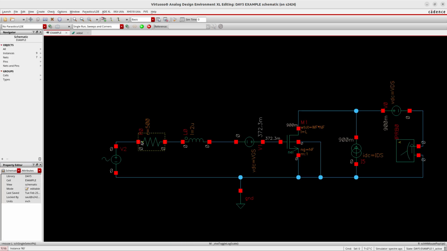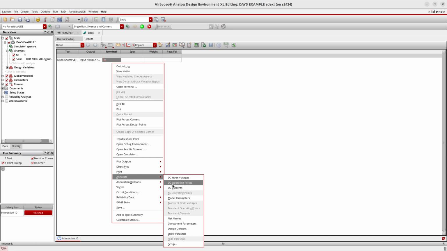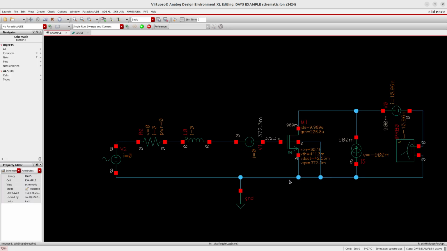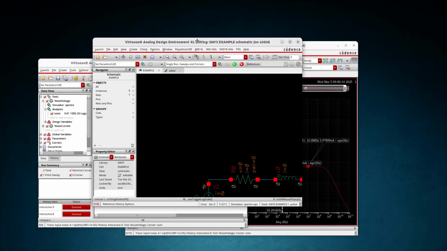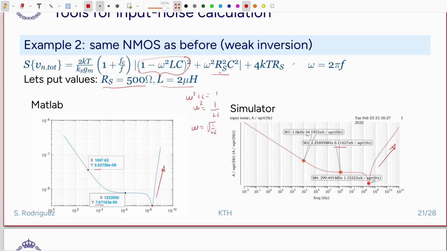So let's check the voltages there. It is 900 millivolts, and the current at the DC operating point is 10 microamps. So it is biased at 10 microamps, VDS 900 millivolts. Okay, very good. So we can continue.